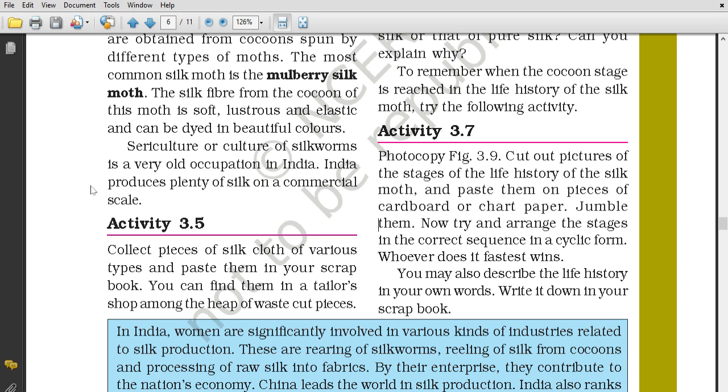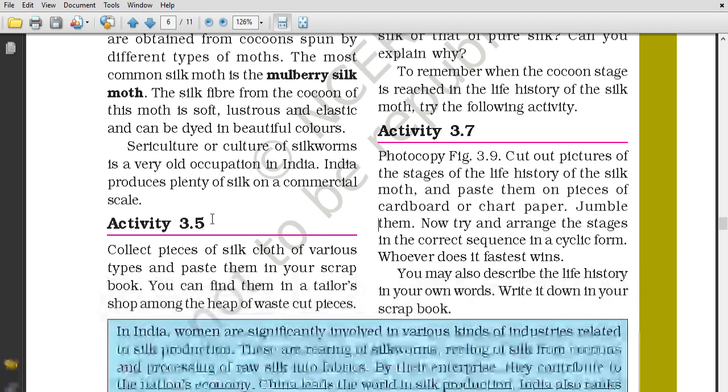And in this episode, we are going to continue our third chapter of Science Class 7. So let's start. Activity 3.5. We left it here, and we are again going to continue from here only.